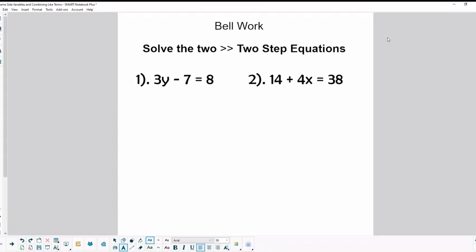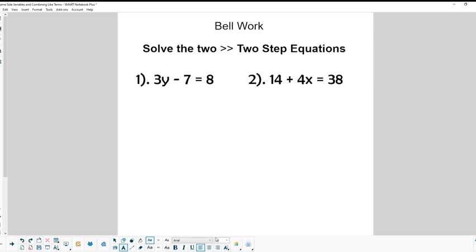In today's lesson, we're going to be talking about combining like terms, and we're also going to combine it with solving some equations where you actually have to combine like terms to solve the equations. So let's take a quick look at what we're talking about. Well, first of all, we've been working on some of these two-step equations. So let's review how we did that.